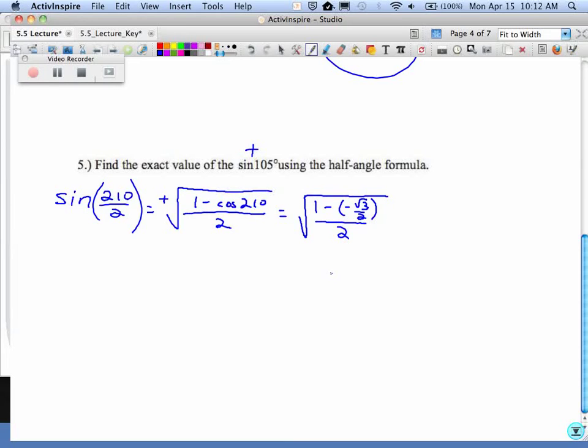But we're going to do our little 2 over 2 trick. Why am I doing that 2 over 2 trick? Because 2 times this 2 will give me 4. And what's the square root of 4? 2. So what I'm left with is 2 plus root 3 on top, all over 2 on the bottom. And that's it.